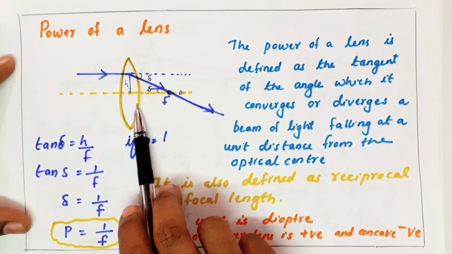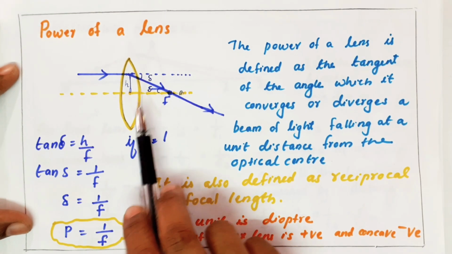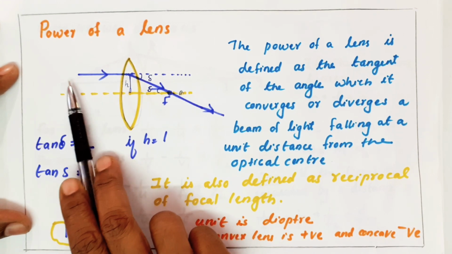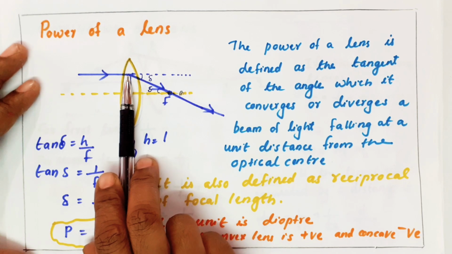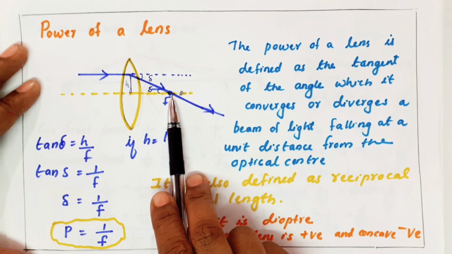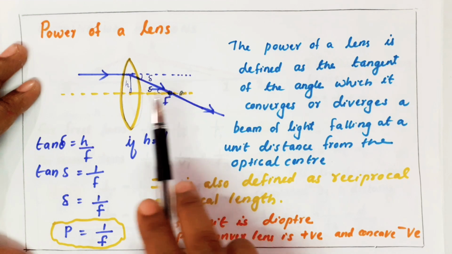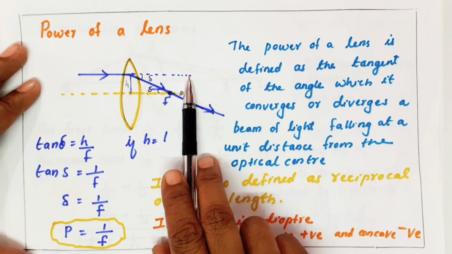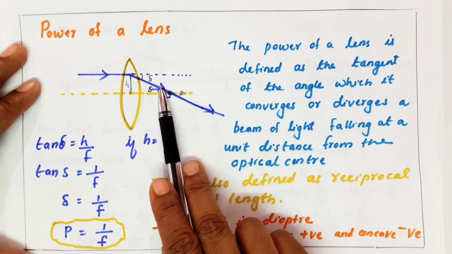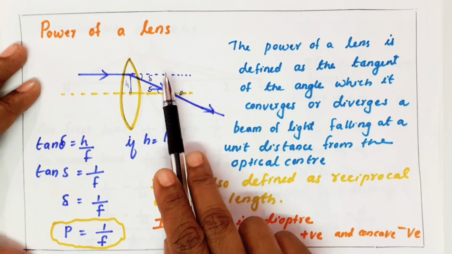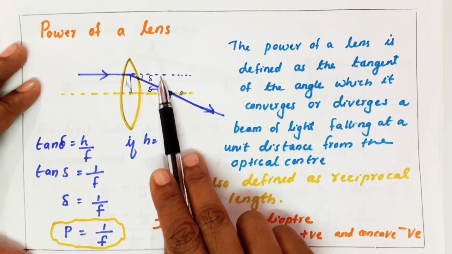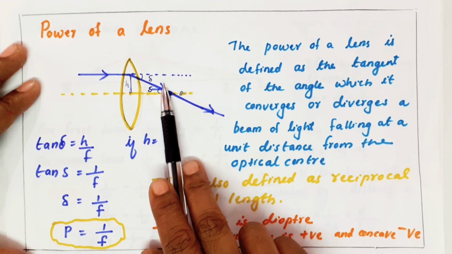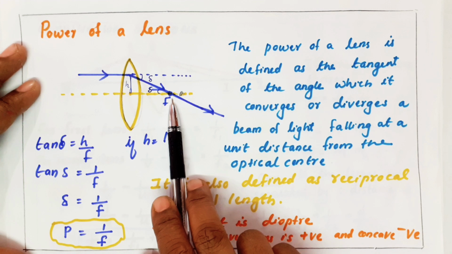Here I have drawn a convex lens. The ray is coming from infinity. When the light rays are coming from infinity, we know that they go to a point called focus. If you extend your incident ray backwards, this is the dotted line we are getting. From this dotted line, how much is it diverged, what is the divergence or convergence? In this case it is getting converged to a point called F.